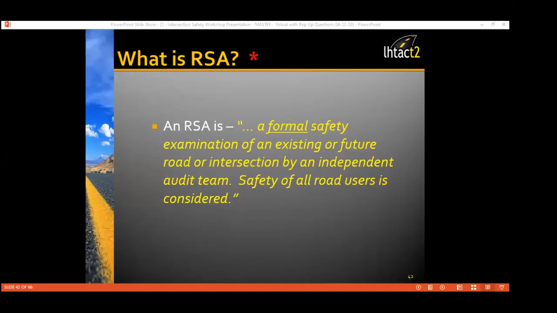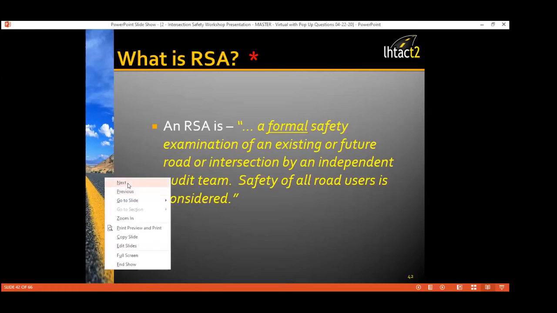So the roadway safety audit process is really that formal safety examination of an existing roadway, and it's done by an independent audit. So you have somebody who is independent in nature, looking at the situation and reporting back to the agency. So you're getting an unbiased picture as to what's going on with your intersection or your roadway.